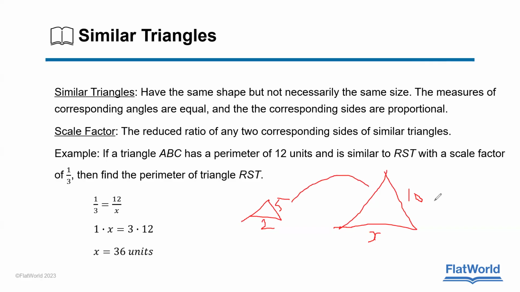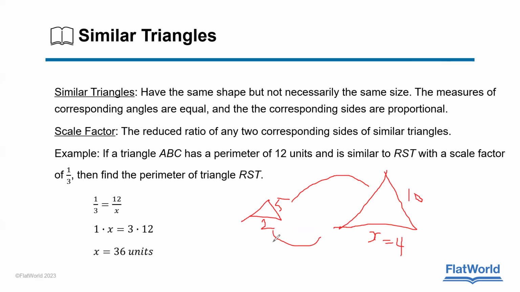5 times what gives me 10? 5 times 2 is 10. So 2 times 2 is 4. X equals 4. It's the same proportional problem. Actually, I should have used the numbers they gave. Let me use the numbers they gave real quick.